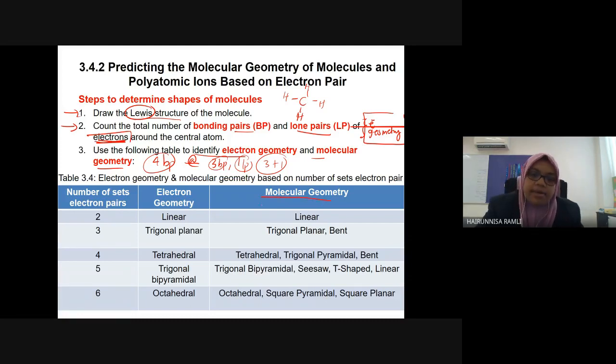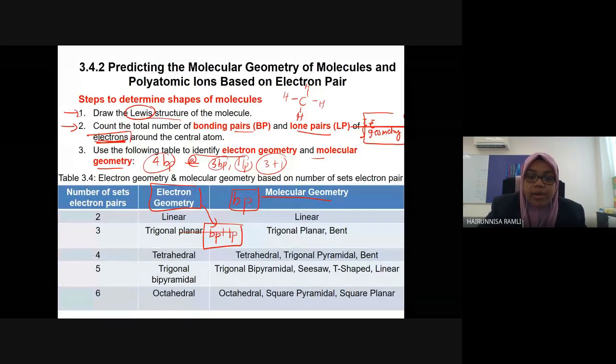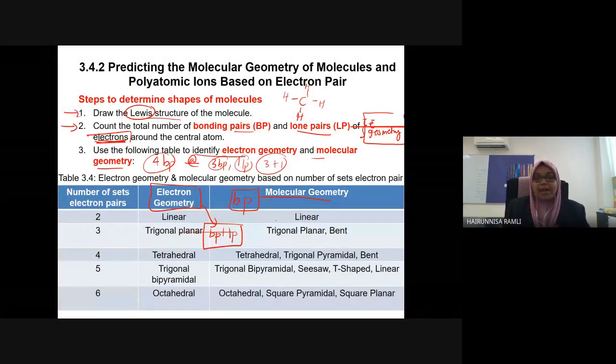Okay, but for molecular geometry, kita cuma ambil kira dia punya bonding pairs sahaja. Okay, again, I repeat eh. Electron geometry, kita ambil kira untuk semua elektron, whereby you kena ambil kira bonding pairs and lone pairs. Ambil kira semua. Kalau molecular geometry, kita ambil kira bonding pair sahaja. Maksudnya, bila you tengok pada shape dia nanti, bentuk itu adalah only based on bonding pairs. So, you imagine sebenarnya lone pairs tu kita tak nampak. So, kita nampak yang ada bond sahaja.